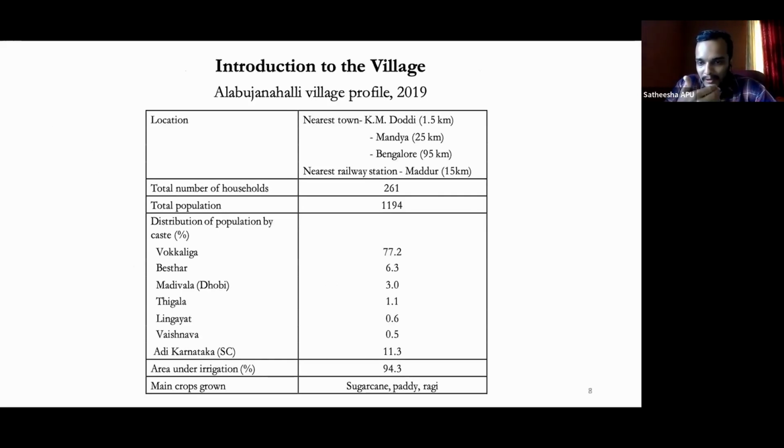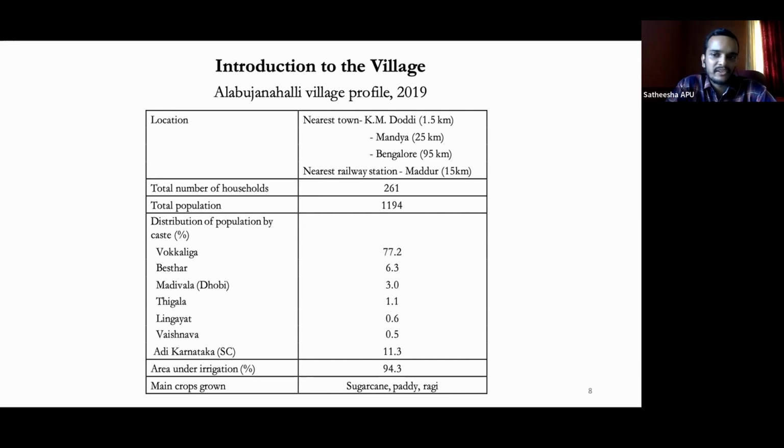As I mentioned, this village is very close to Mandya town and also the metropolitan city of Bangalore. And more importantly, it's well connected by road and rail network. In the village, the Vokkaliga is the main dominant caste. They account for 77% of the total population, and they own more than 90% of all land in Alabujanahalli. Another important caste group is Adi Karnataka or SC. They comprise around 11% of the total population.